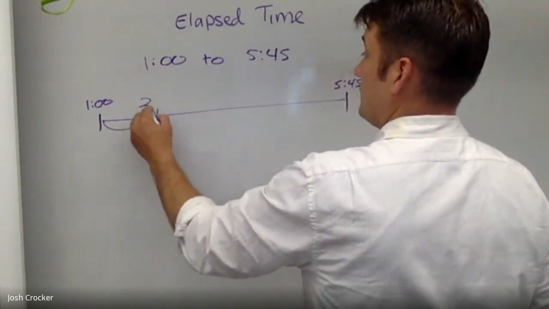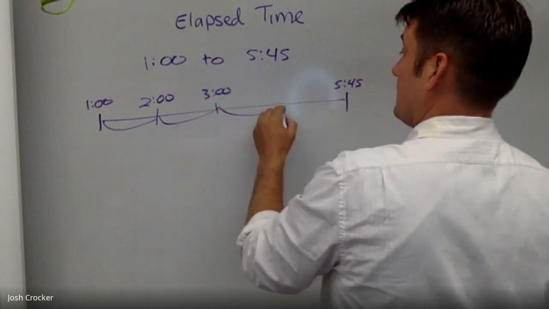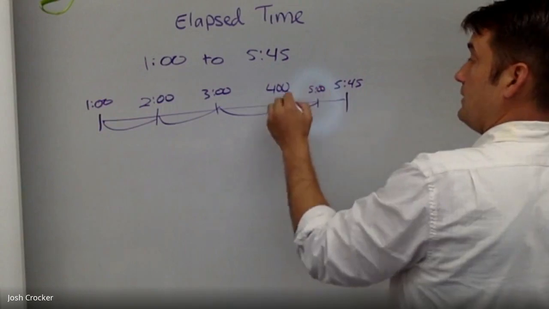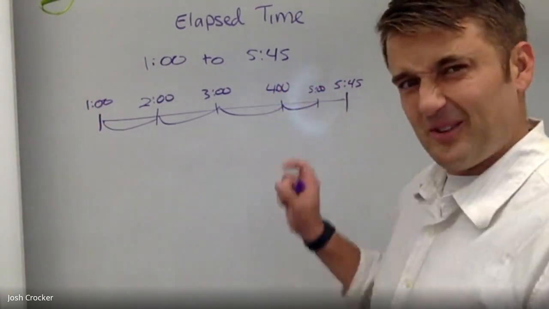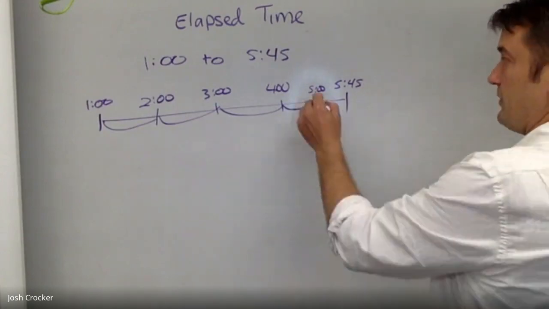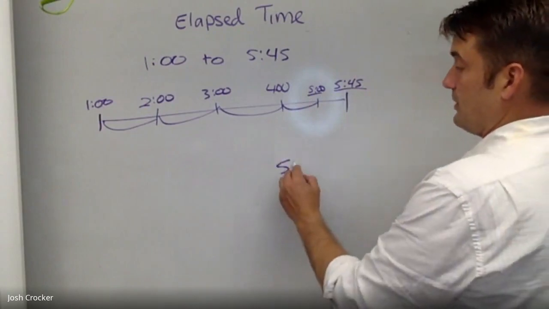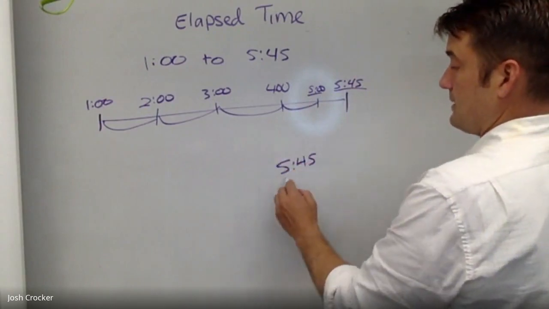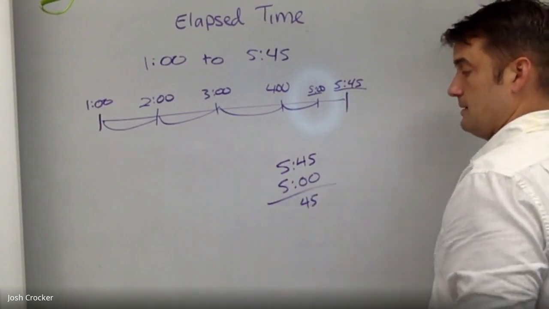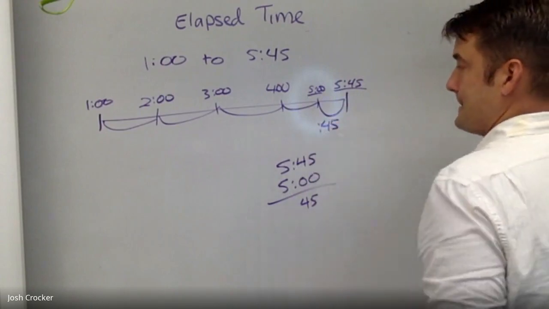So 1 to 2, 2 to 3, 3 to 4, 4 to 5. My hours get smaller. Have you noticed that? My jumps get smaller. Okay, and then 5 to 5:45. You can really subtract that. It's 45 minutes. Okay, so this jump is 45 minutes.